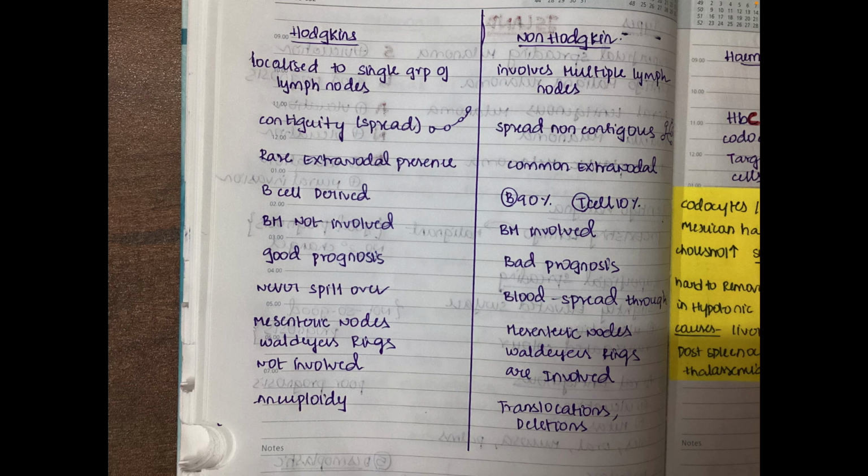As you can know, it involves multiple groups of lymph nodes. It involves the bone marrow. Blood spillover can be seen. By all this, you can say it has a bad prognosis. Now coming to the next point, mesenteric nodes and Waldeyer's rings are also involved, right? Because it involves extranodal involvement, mesenteric nodes and Waldeyer's rings are also involved. Translocations and deletions are seen in case of non-Hodgkin's lymphoma.